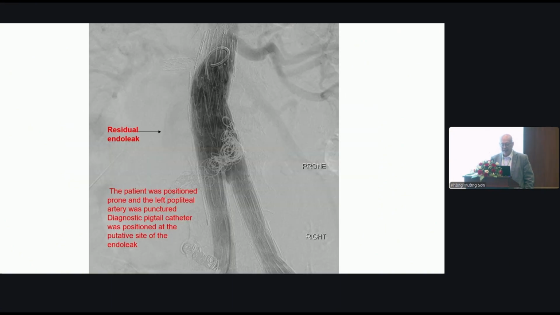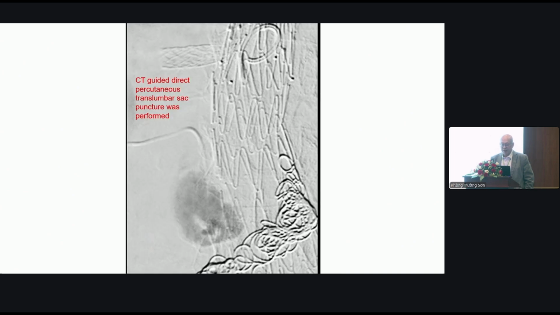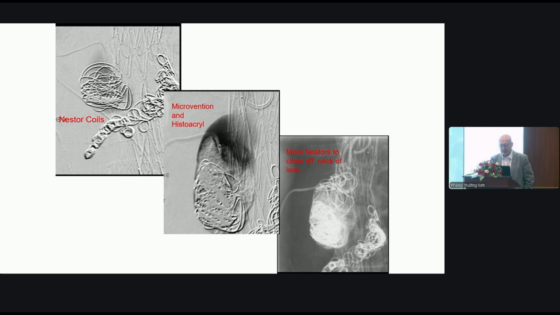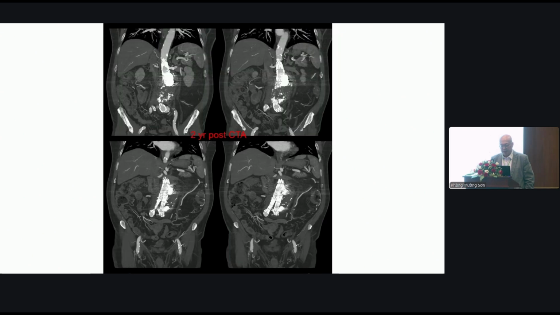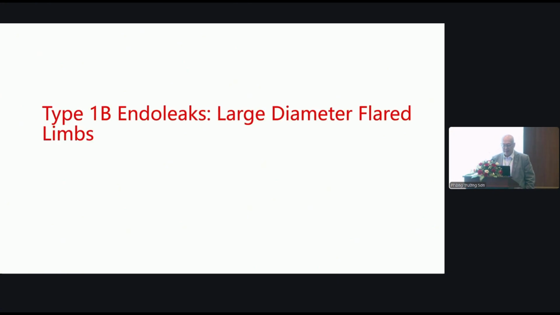One week later, we decided the best thing was to bring the patient back. And then we did a direct sac puncture, filled up the sac, coiled it, and basically embolized the whole sac completely. And this is 1 month post and 2 years post, still no leak, still doing well. So these are some of the possibilities.